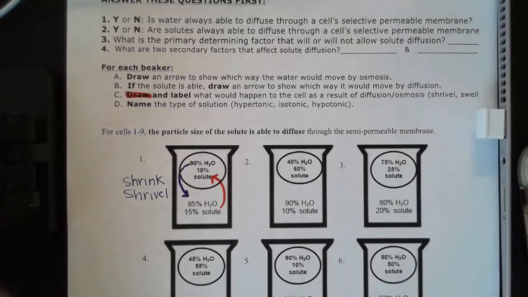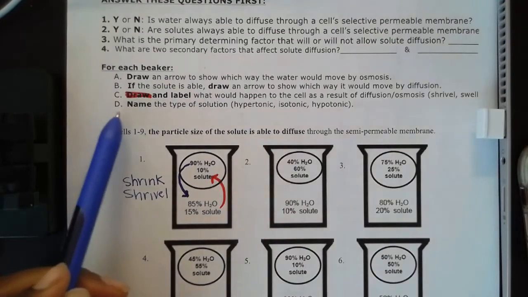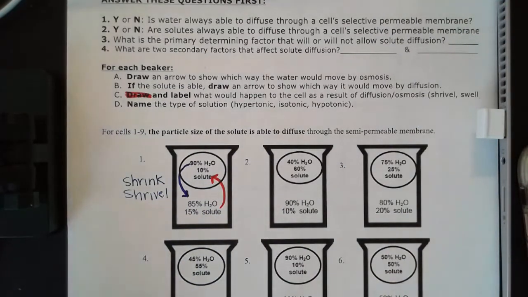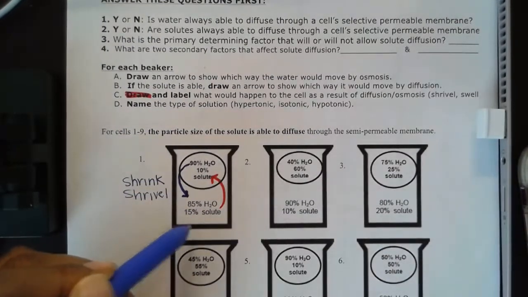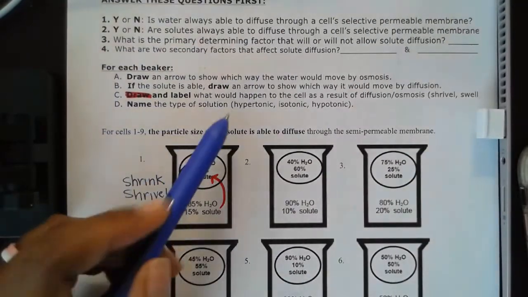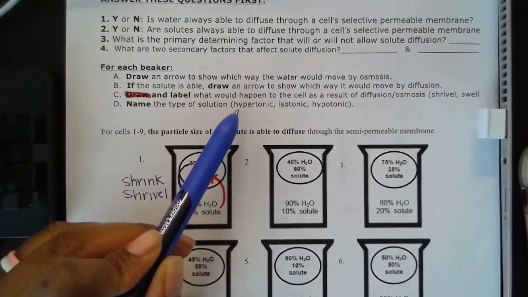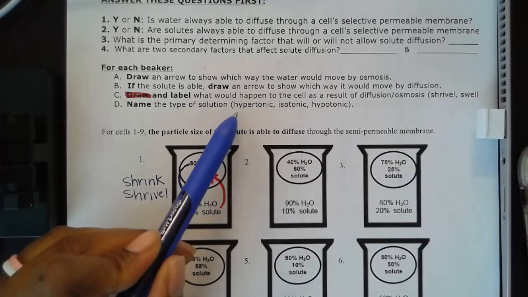Okay. And what type of solution is that? This is D. So we need to give the solution type. To do that, we're going to look at the solute concentrations. Where is the solute highest? Well, it's higher in the beaker than it is in the cell. So hypertonic, like little kids have a lot of energy. Hypertonic has a lot of solute in the beaker.